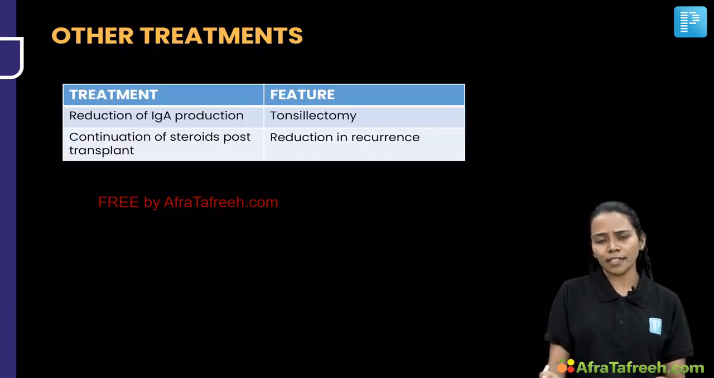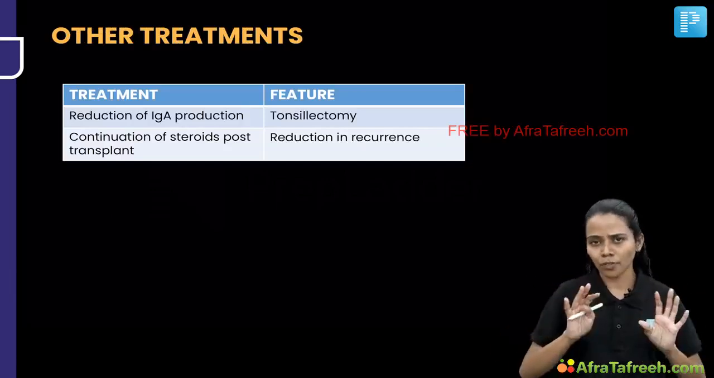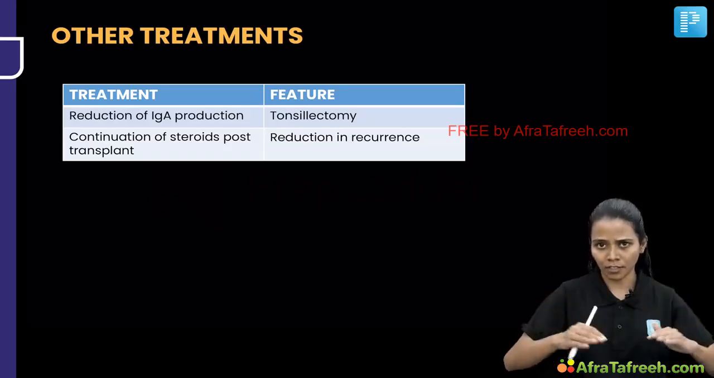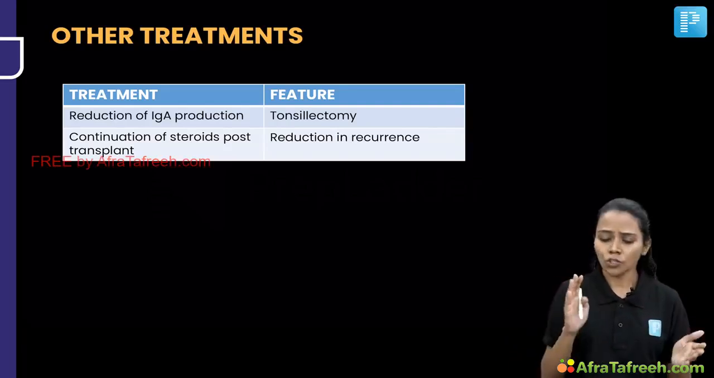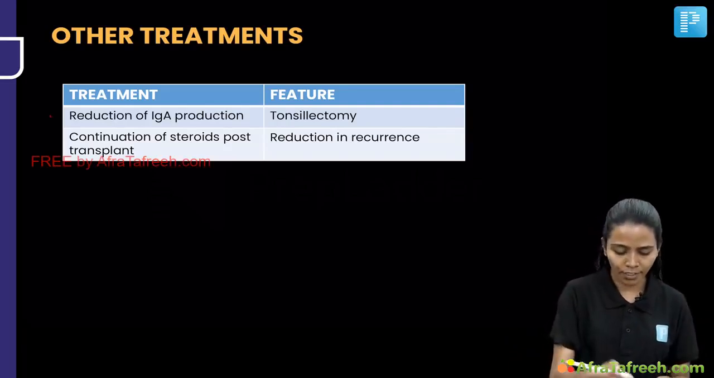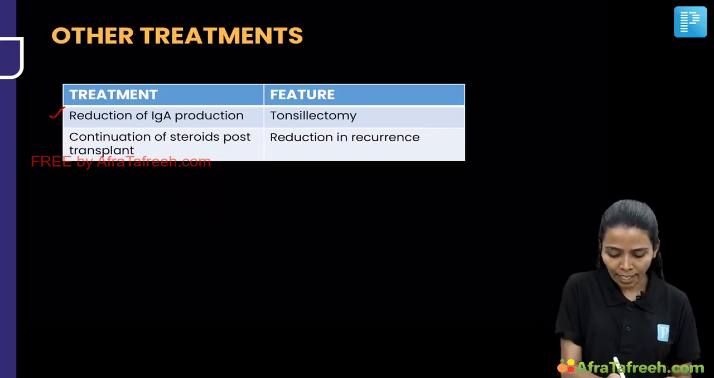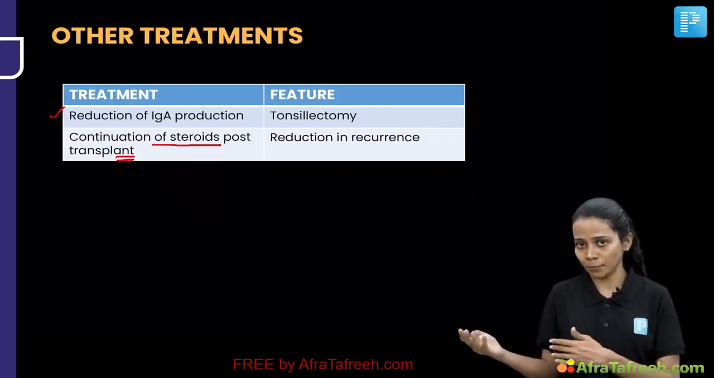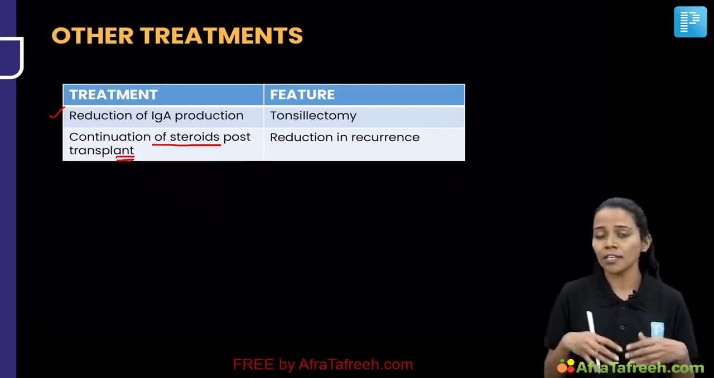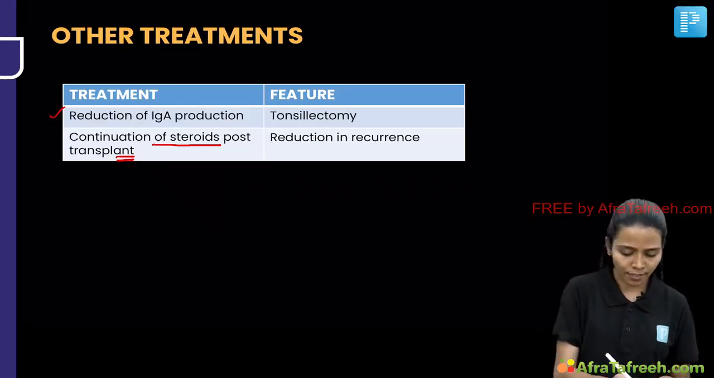Now, other treatments are, because we know once the infection comes to the mucosa, this whole process is triggered, and patient with tonsillitis will have recurrent infection. So, tonsillectomy is one important thing that can be done to reduce IgA production. Second thing is there can be continuation of steroid post-transplant. Once post-transplant, how to reduce recurrences, we continue steroids. Like of course I said, this will reduce the recurrence.